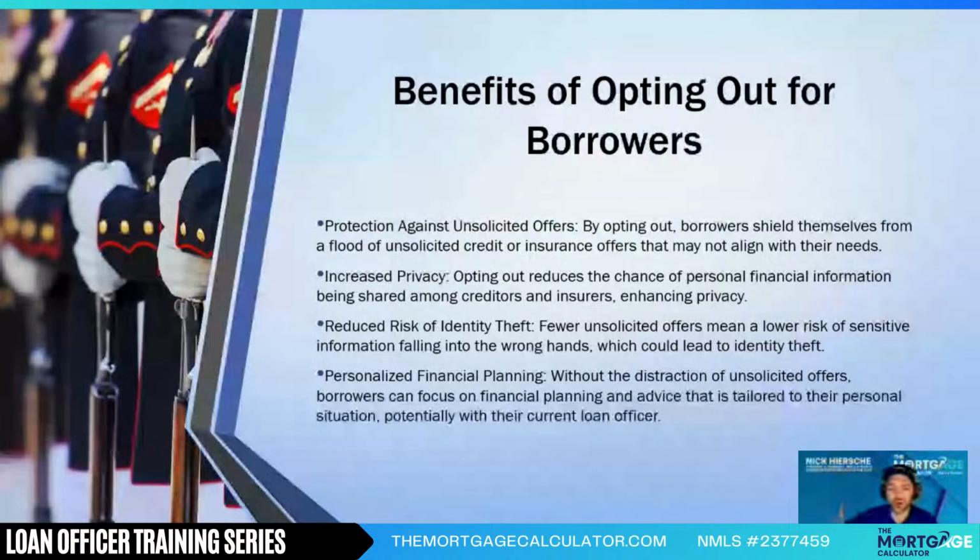personalized financial planning. So without the distraction of unsolicited offers, borrowers can focus on financial planning that is tailored to their situation, potentially with their current loan officer. So again, this is a chance for you to be a professional, and there's no way that the automated mailers, junk mail, is professional or even knows what's going on, right? They just get a couple pieces of data. And typically your call center type of loan officer that's going to be calling the trigger lead on the other end is not able to tailor that specific financial plan. So we want to make sure our borrowers understand what they get with those pre-selected offers and what they don't get with those pre-selected offers.